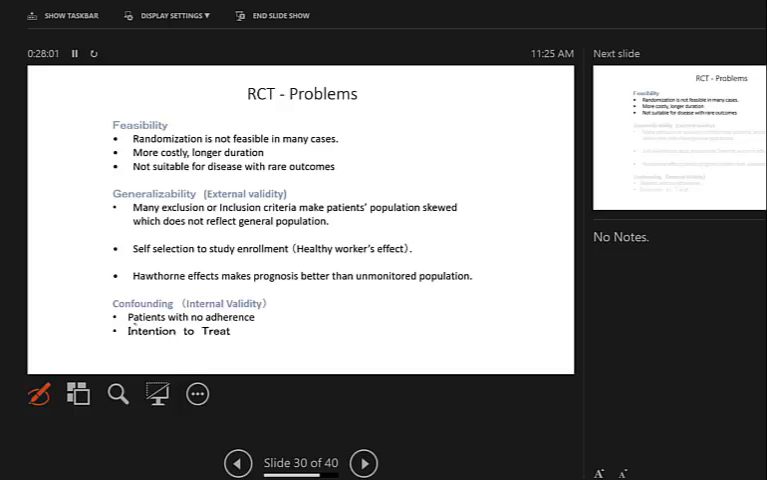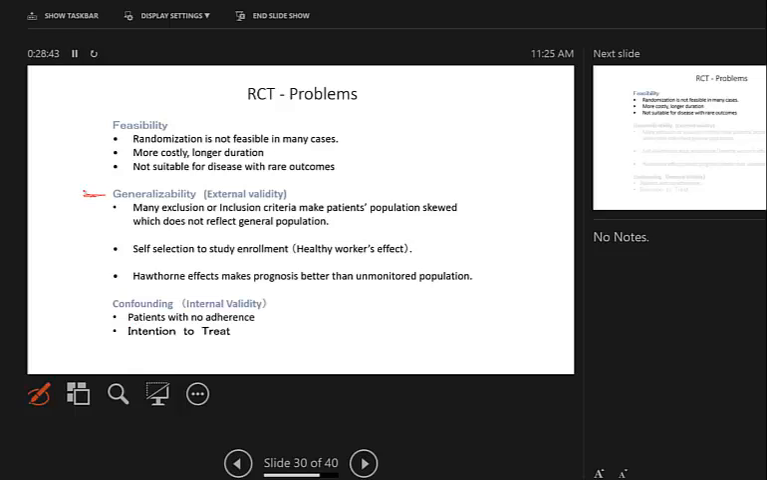Okay, so let's start with feasibility. Sometimes randomization is not feasible. Can we randomize people to smoke and not smoke? We can. Can we randomize people to have delirium in ICU? No. Right? So in many cases you can't really randomize because it's not feasible. And then, it's more costly. An RCT is a prospective follow-up study, so it doesn't work for rare disease because you have to wait a long time to collect enough samples for cases.